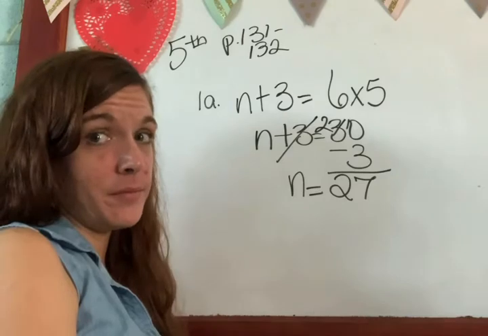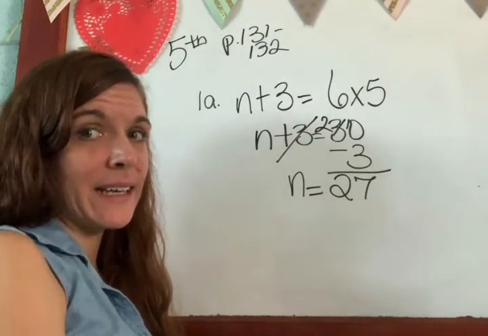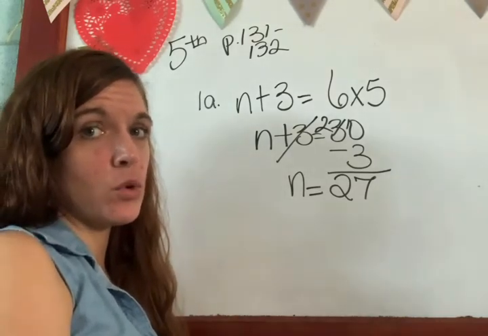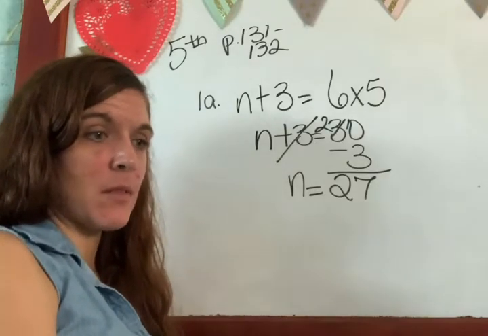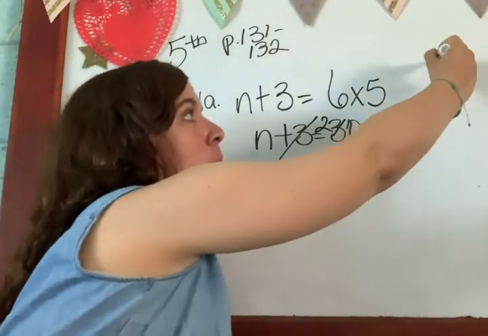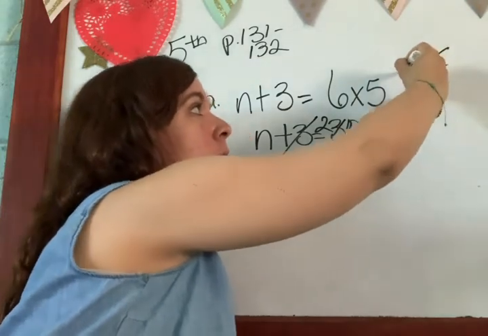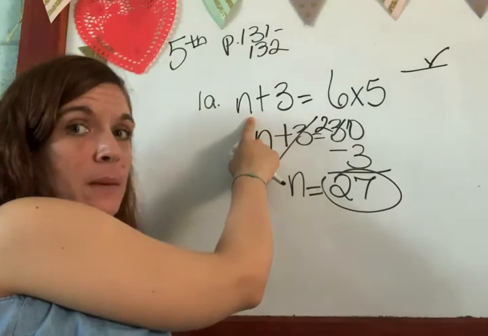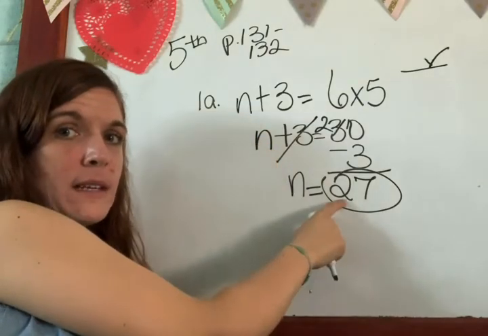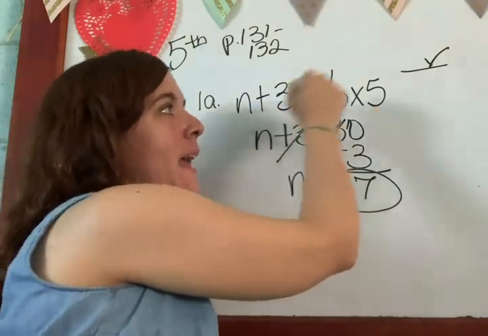We're not done. We need to check it. Make sure you're doing all these steps. We're going to repeat them a couple times, but you got to do them with me. Ready? Put your check mark. What we're going to do is we're going to put this n into where n used to be and make sure that we're right. So 27 in for n.